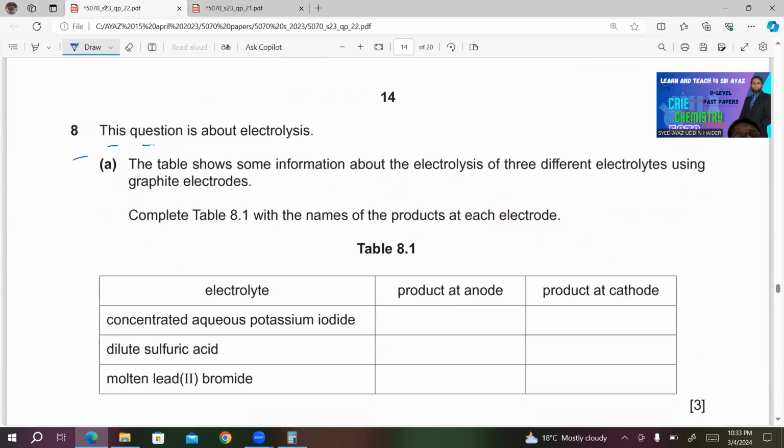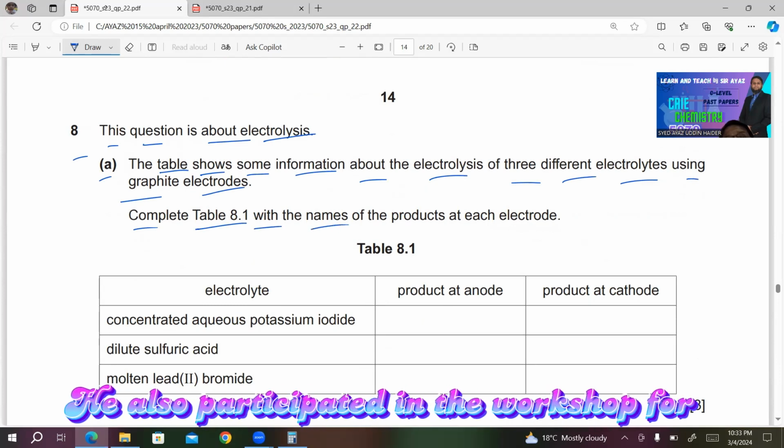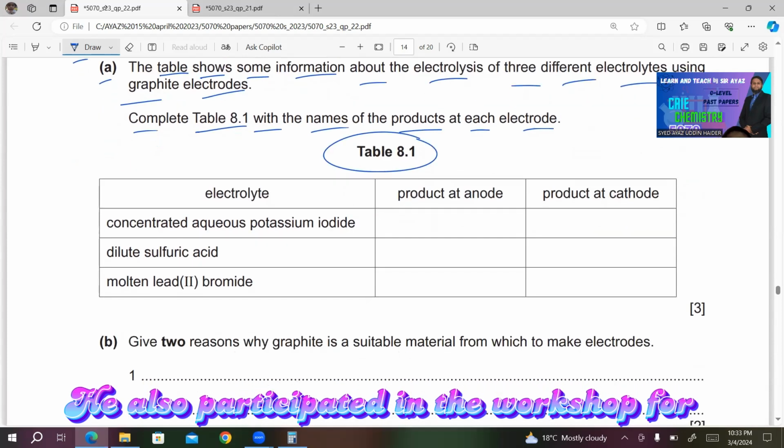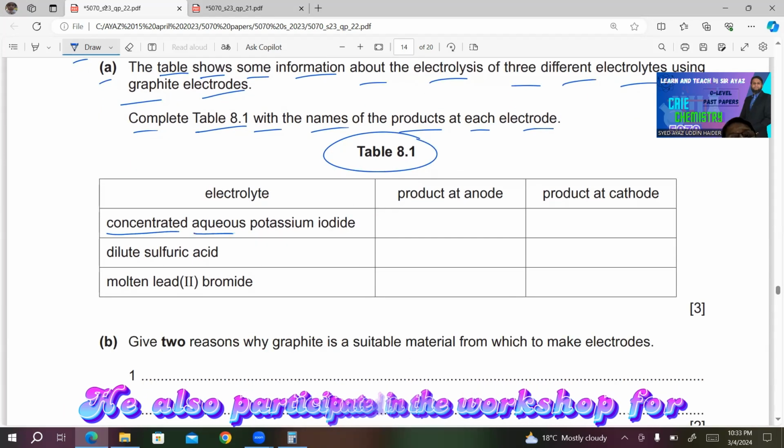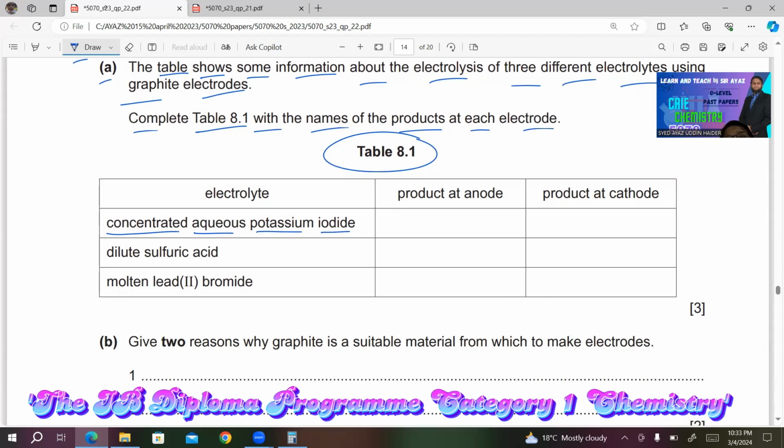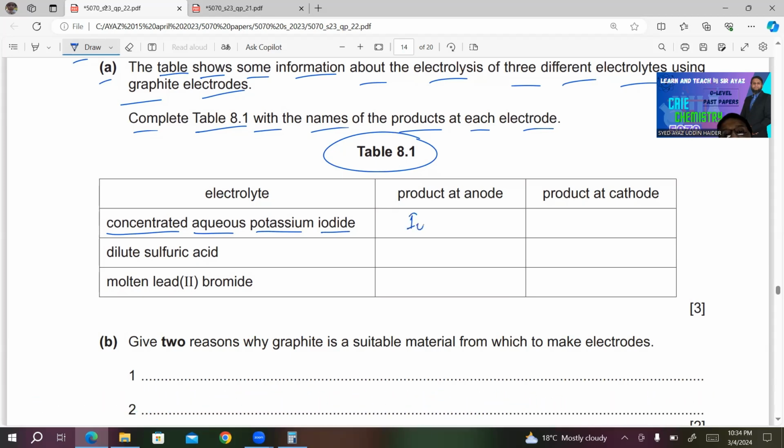Number 8, this question is about electrolysis. A. The table shows some information about the electrolysis of 3 different electrolytes using graphite electrodes. Complete table 8.1 with the names of the products at each electrode. This table 8.1. The electrolyte is concentrated aqueous potassium iodide. What will be the product at anode and cathode? Now it's concentrated solution, so we'll be getting iodine at anode, not oxygen, because of high concentration of iodide ions.